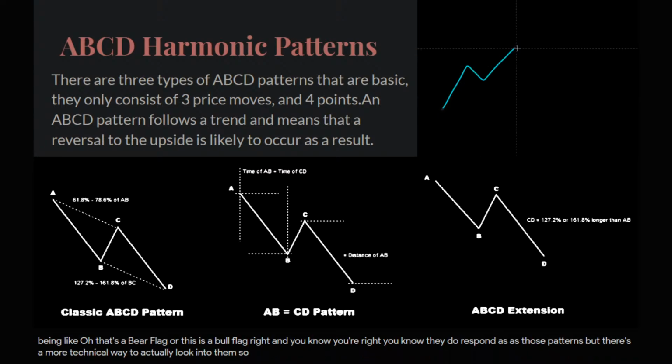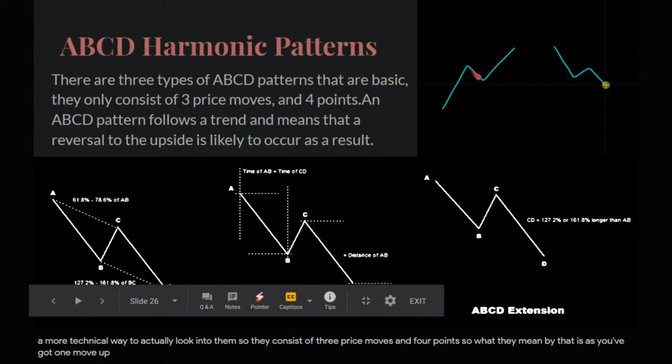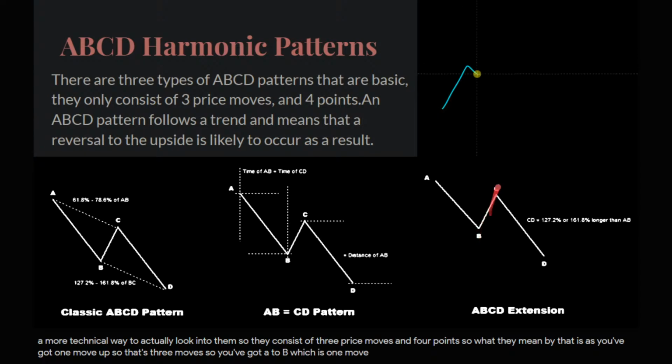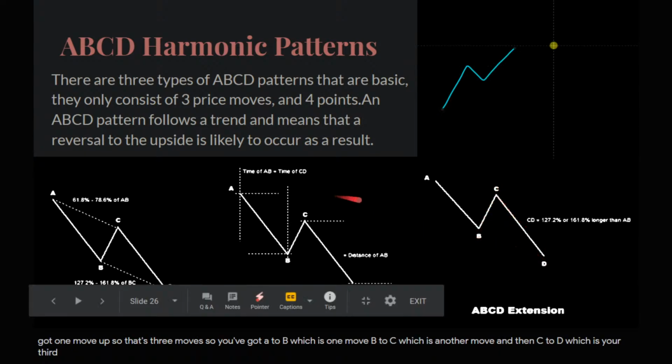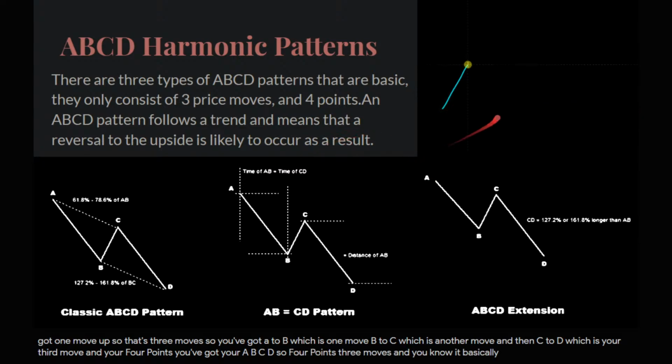So they consist of three price moves and 4 points. What they mean by that is you've got one move up, one move down, and then another move up in this case. So that's three moves. You've got A to B, which is one move, B to C, which is another move, and then C to D, which is your third move. And your 4 points, you've got your A, B, C, D. So 4 points, three moves, and it basically means that a reversal will occur as a result.